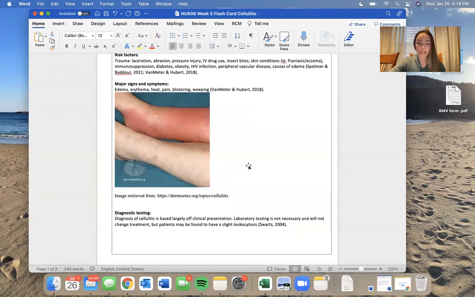And lastly, we discussed the diagnosis. Diagnosis of cellulitis is based largely off of clinical presentation. Laboratory testing is not necessary and will not change any of the treatment, but patients may be found to have a slight leukocytosis. I hope this presentation was helpful.